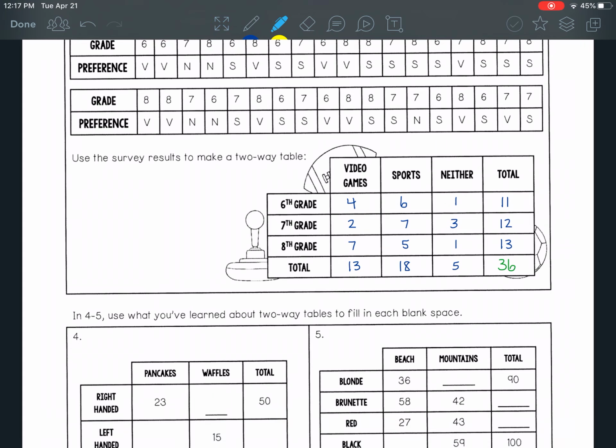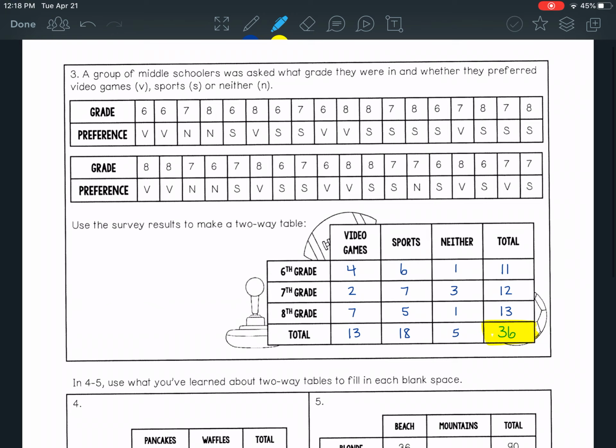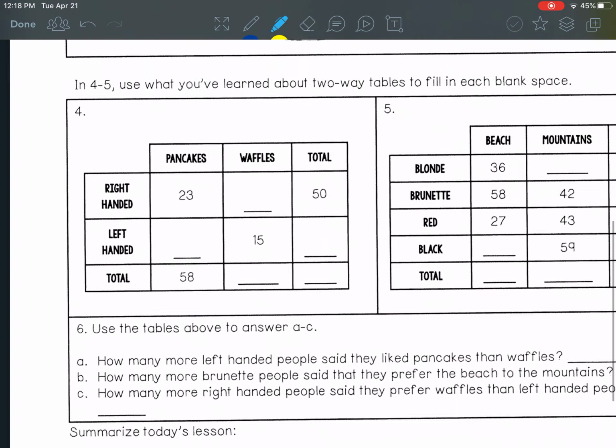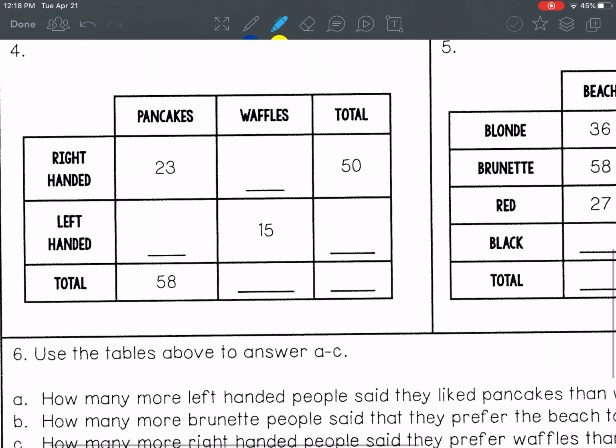All right, now, let's look on the back side, and like I said, I did this example for you already, all right? There was the total number. You can count. There are 36 that were surveyed on what grade they were and whether they preferred video games, sports, or neither, okay? Now, here's what some of your examples will look like, where we have missing pieces to our two-way table.